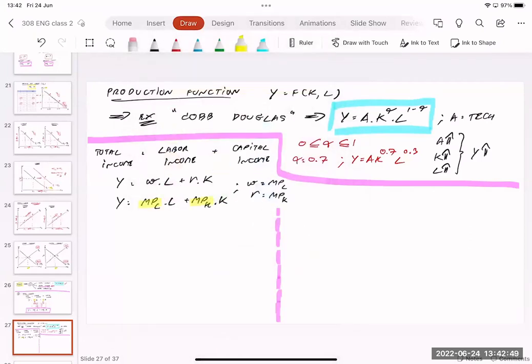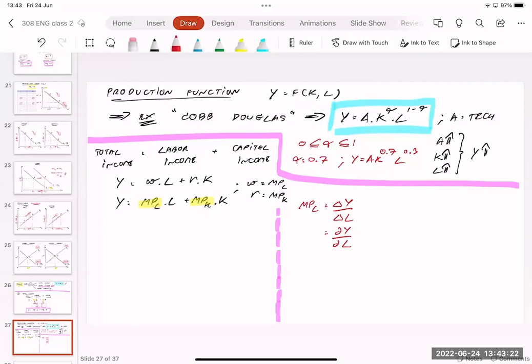This guy and this guy. As I mentioned before, MPL equals delta Y over delta L: when you add more labor into the factory, how many more products can you produce? Delta in mathematics is a derivative, a differentiation, it's calculus. In this case, it is the partial derivative of Y with respect to L.